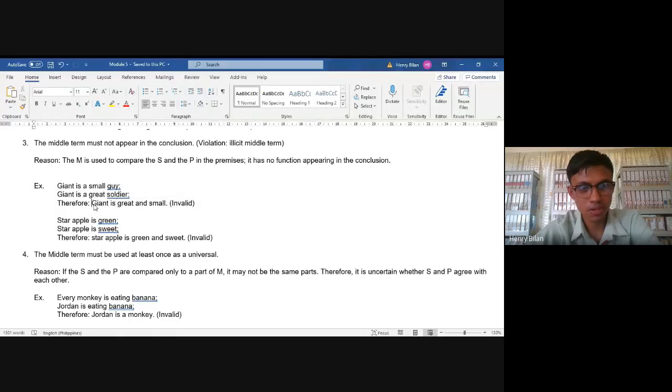Same thing here, star apple is green, star apple is sweet. Nandito yung major term, minor term, dinagdag pa yung middle term. Kaya, this is invalid. Yes?